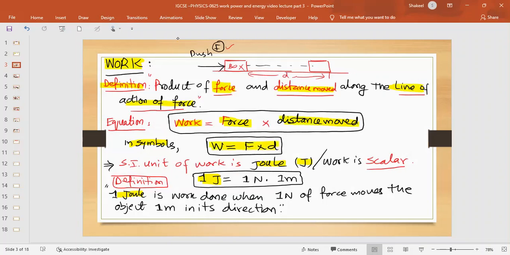In symbols, work equals F into d, where F is the force applied and d is the distance moved along the direction of the force. The SI unit of work is the joule, and it is a scalar quantity. And 1 joule equals 1 Newton into meter. The unit of work is joule, unit of force is Newton, and unit of distance is meter. So 1 joule is the work done when 1 Newton of force moves the object 1 meter in its direction.